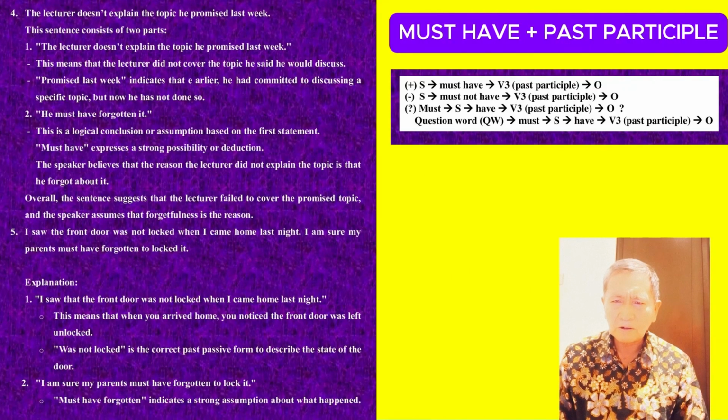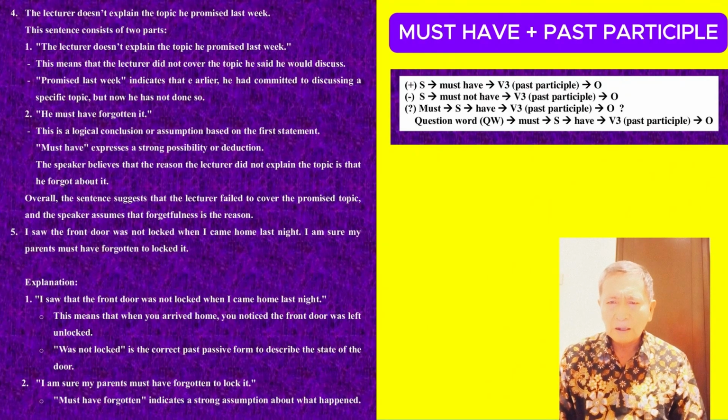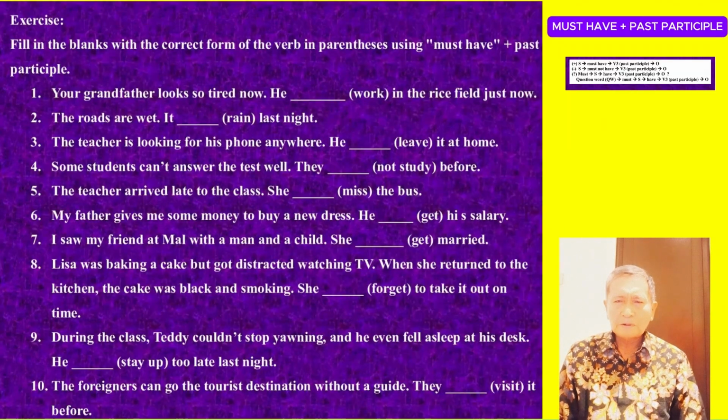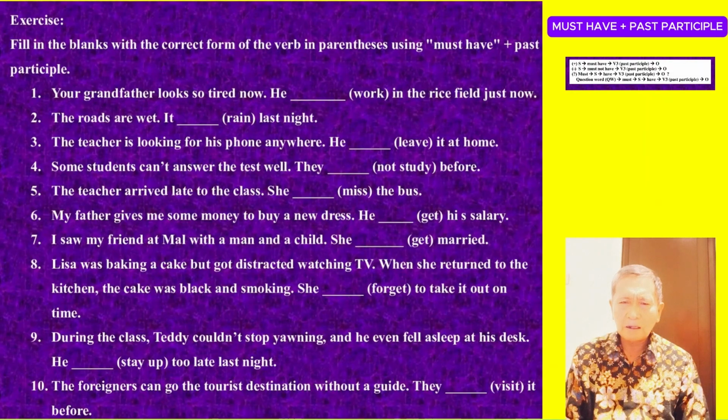Wasn't locked is the past passive form to describe the state of the door. I'm sure my parents must have forgotten to lock it. Must have forgotten indicates a strong assumption about what happened. Well, after you get the explanation, I'm sure that you understand it well. Now we go on to the exercise.